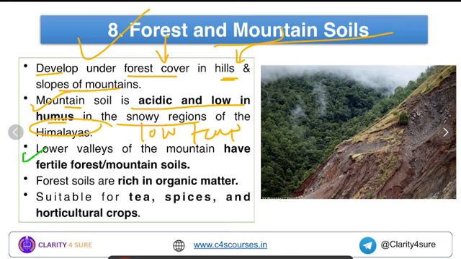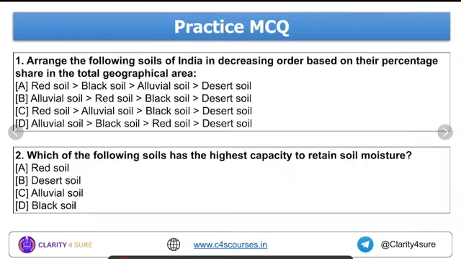The lower valleys of the mountains have fertile forest and mountain soils. The fertile soil is deposited at the bottoms, and they are really good for the cultivation of orchard crops. Okay, so the forest soils are rich in organic matter. Of course, they are going to be rich in organic matter. But the mountain soils, which are found in the snowy regions of the Himalayas, could have low humus content, and they are suitable for what? They are suitable for tea, spices, and some horticultural crops.